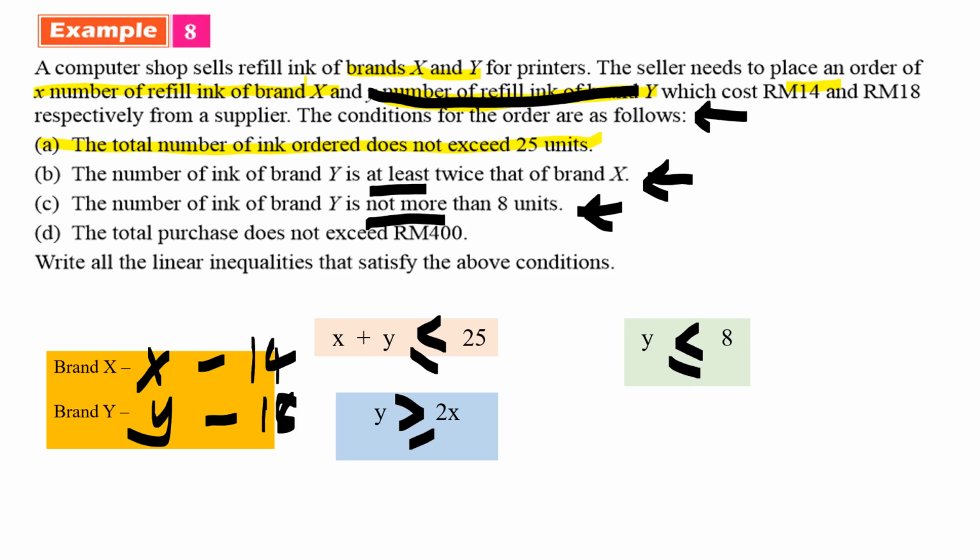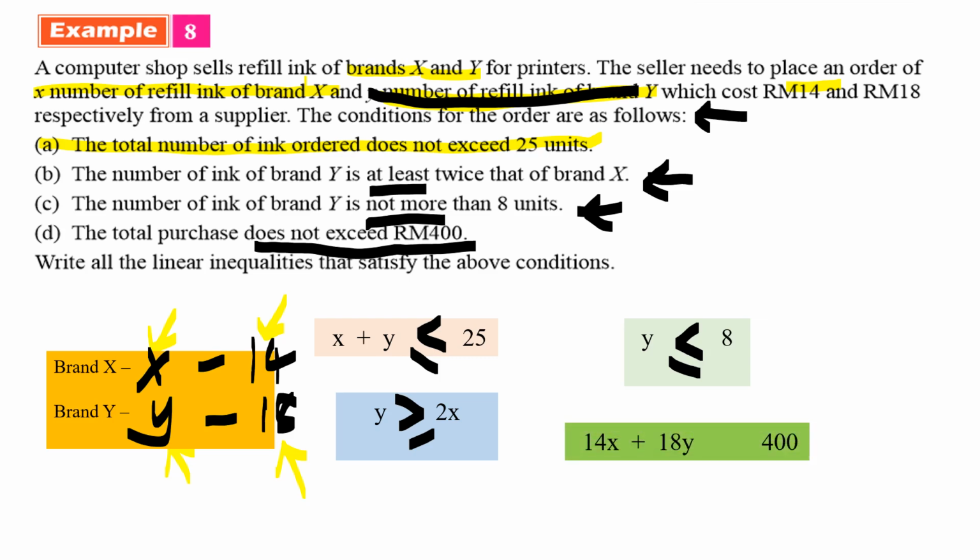And then the last one, D, the total purchase does not exceed 400. Total purchase, that means if you buy X number and the cost is 14 ringgit, that means 14 times X, right? And Y, the number of refill ink, the price is 18. That means 18Y. So 14X plus 18Y does not exceed 400. If it does not exceed, it cannot exceed. It must be less or equal.